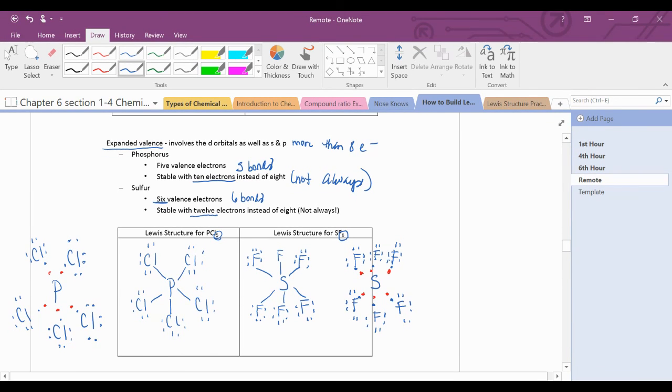All right, so phosphorus and sulfur are my 2 examples where we can have more than 8 valence electrons, along with an example to look at how the bonds form.